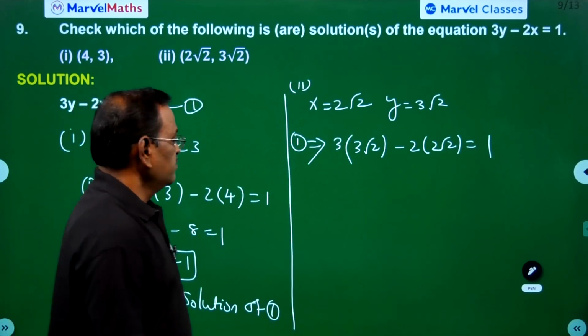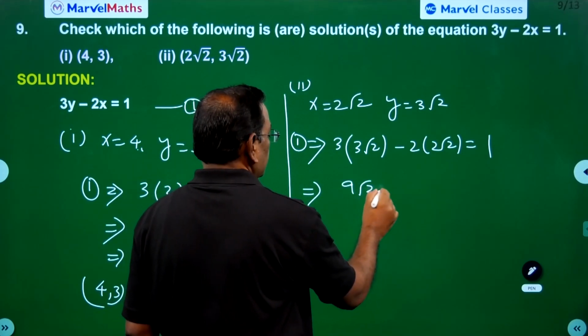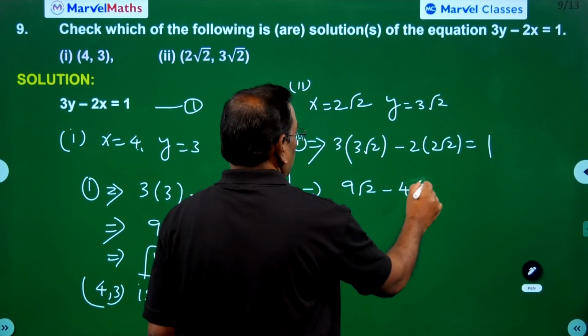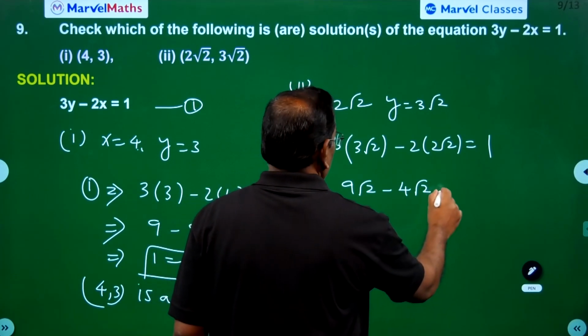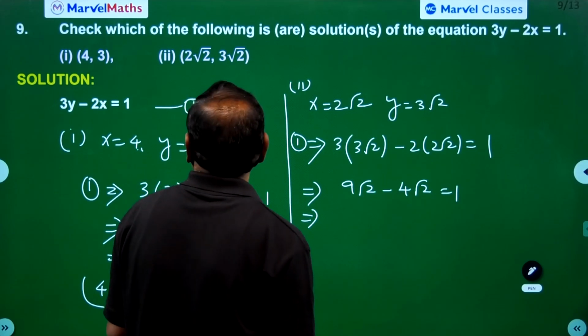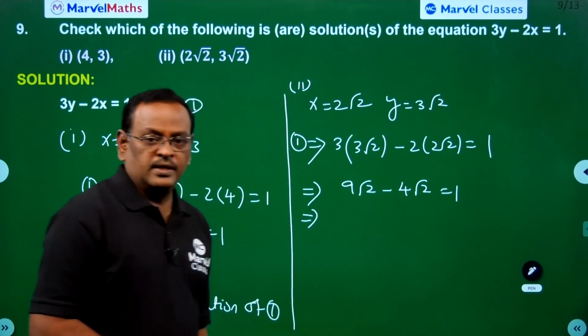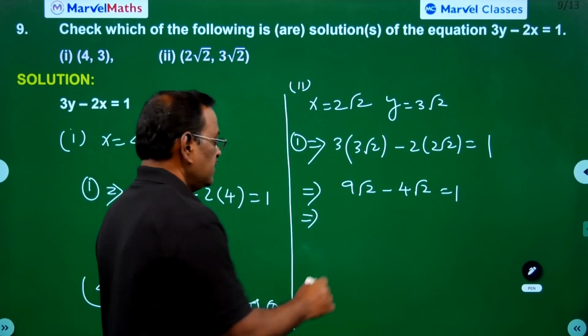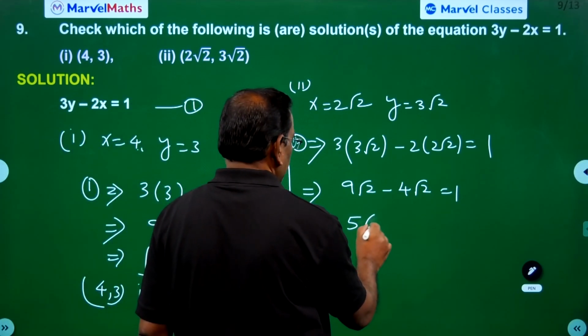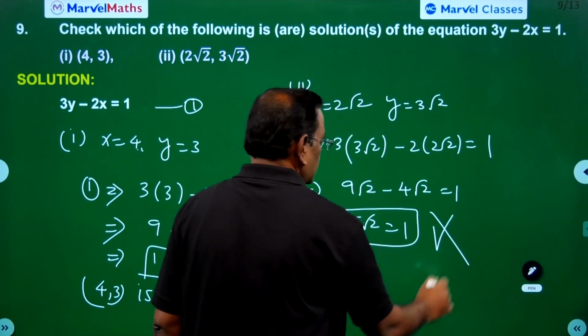Correct? Which implies 3 into 3, 9 root 2, minus 2 into 2, 4 root 2, equal to 1, which implies 9 root 2 minus 4 root 2, that is nothing but 5 root 2. 5 root 2 equal to 1, which is not possible.